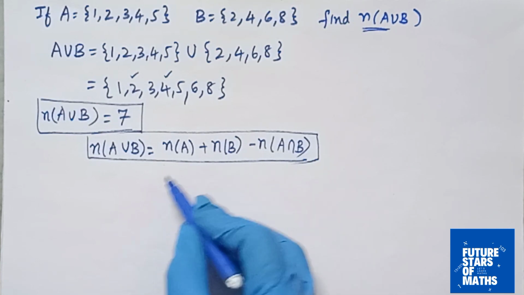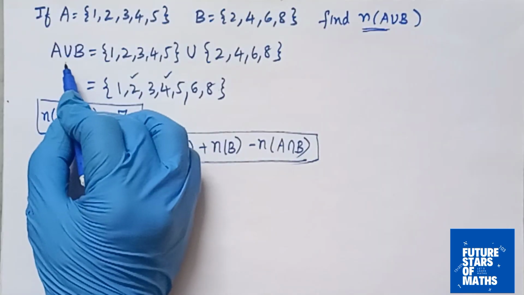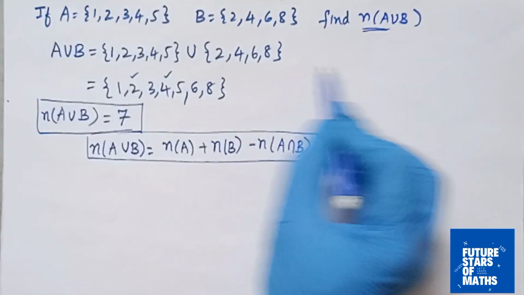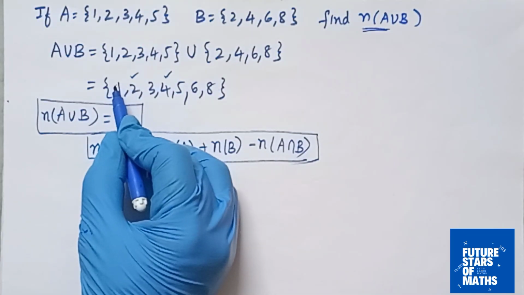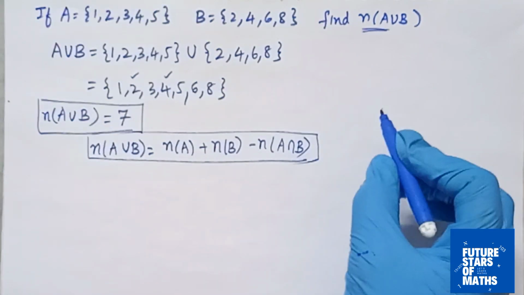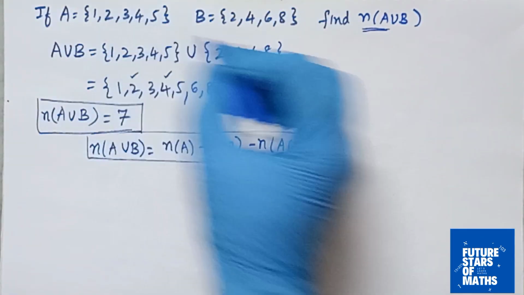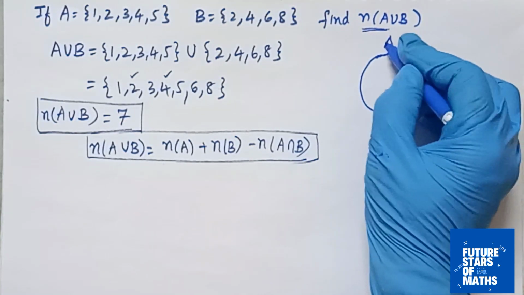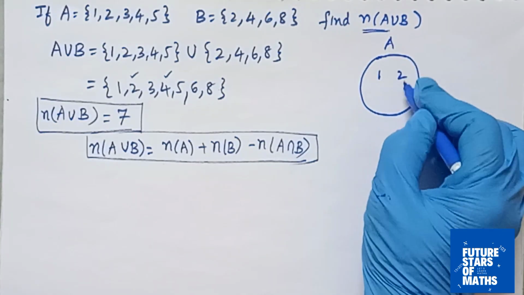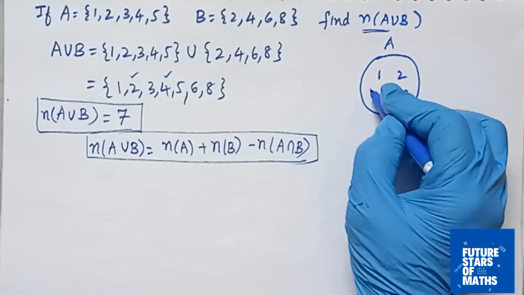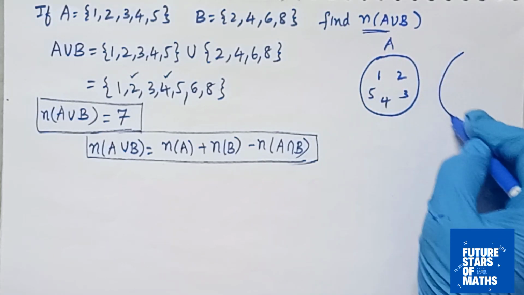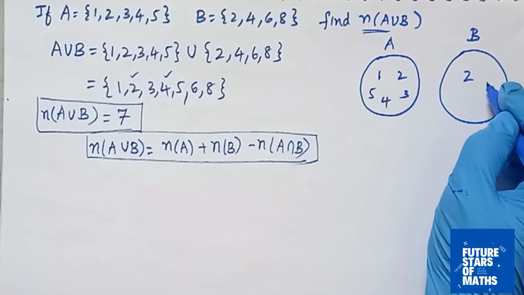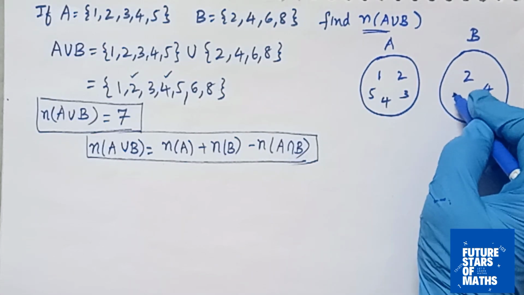So now first I want to explain the Venn diagram for this. How we will draw the Venn diagram for this? Do you know, students? Here we will go. First I'll draw A here. What is in A? 1, 2, 3, 4, 5. Now in B, what are the elements? 2, 4, 6, 8.